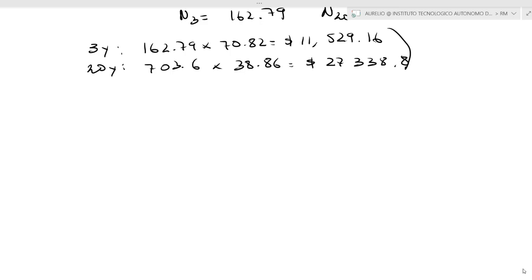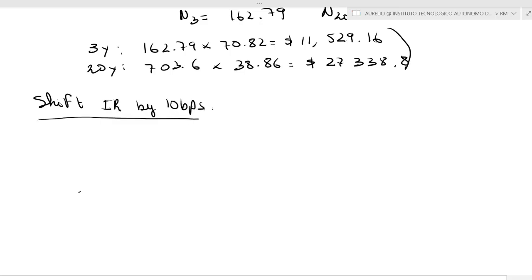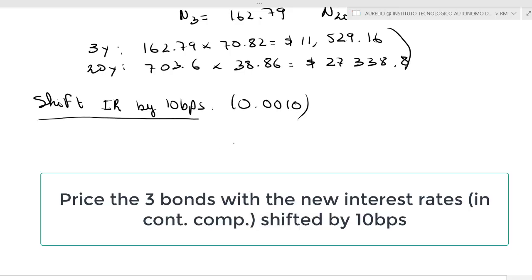Now let's see what happens when there's a change in interest rates. So here I'm going to shift my interest rates, all of them, the 20 of them, by 10 basis points. So this is the same thing, then shift them by 0.001. So in this case, B3 is now going to be equal to 70.61. B7 is going to be equal to 38,596.83, and B20 is going to be equal to 38.52.